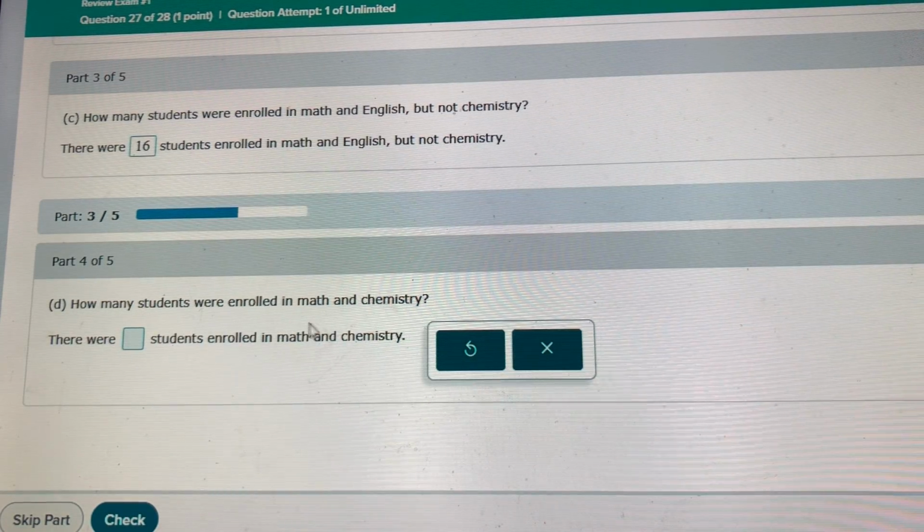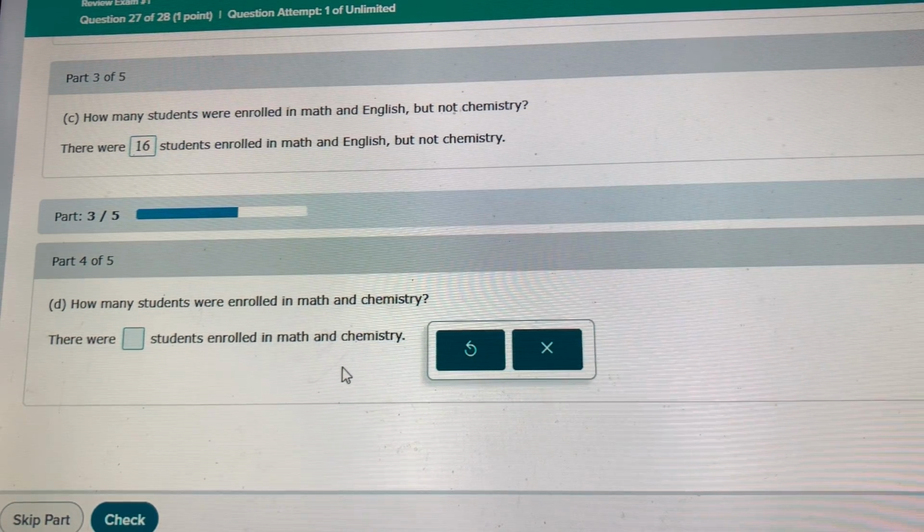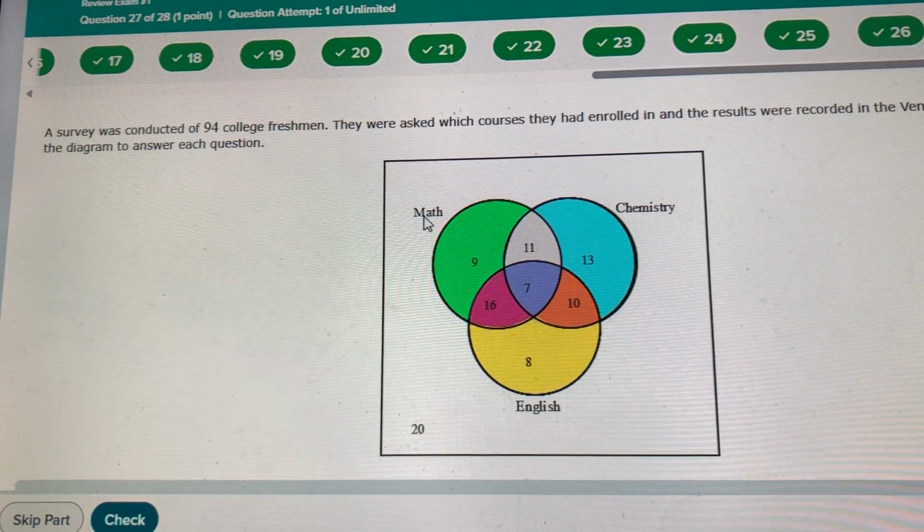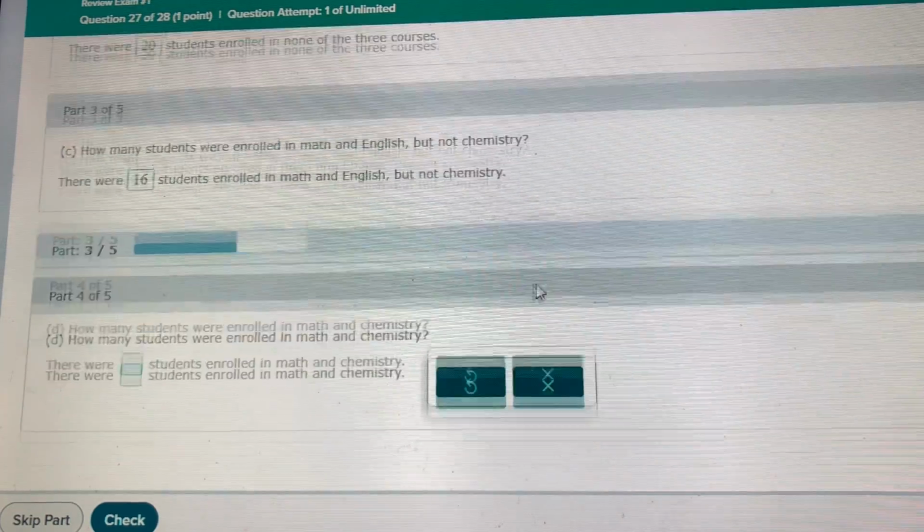How many were enrolled in math and chemistry? But see, it doesn't say but not English. This is just math and chemistry. Math and chemistry is this football shape right here, 18. Even if they're also in English, that's okay, because they would have to say but not English to eliminate these 7. So it's 11 plus 7, it's 18.